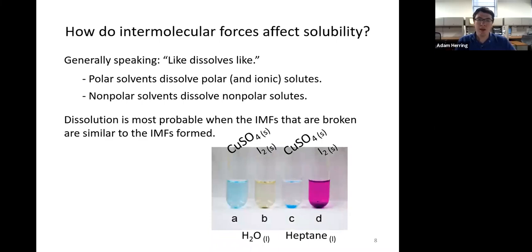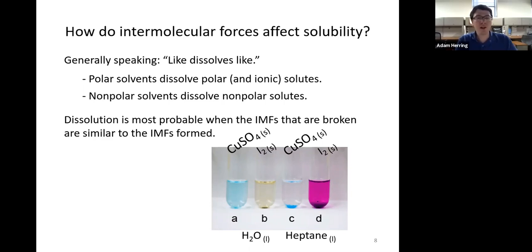So for example, in the test tube labeled A, we have water, and in test tube labeled B, we have water. In test tubes labeled C and D, we have heptane. Heptane is nonpolar, water is very polar. If you try and dissolve an ionic compound like copper sulfate into the water, it will dissolve. Notice, however, in test tube labeled C, it does not dissolve in the heptane. It remains as undissolved solid particles.